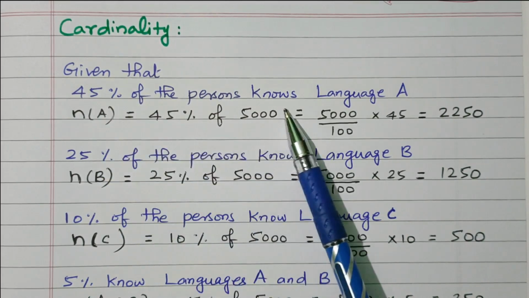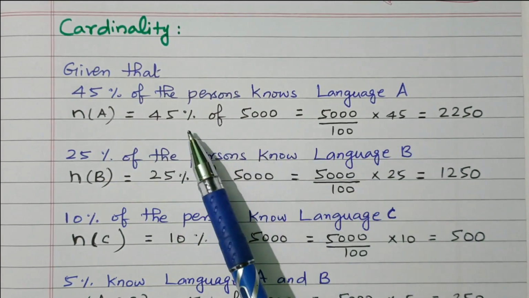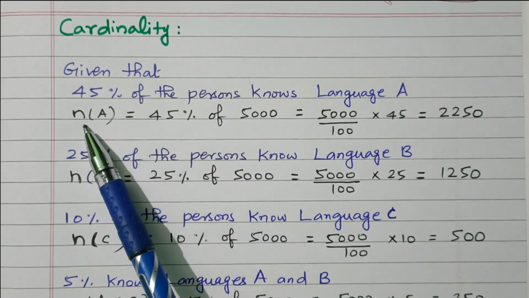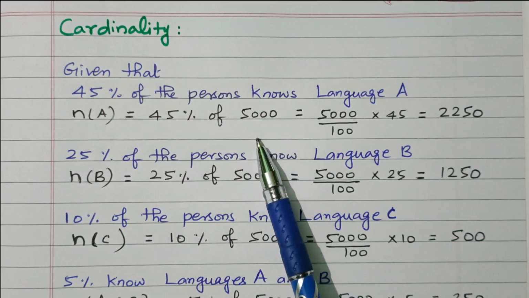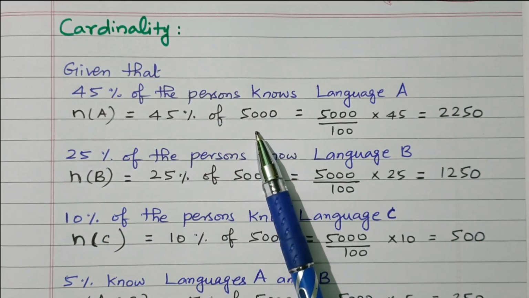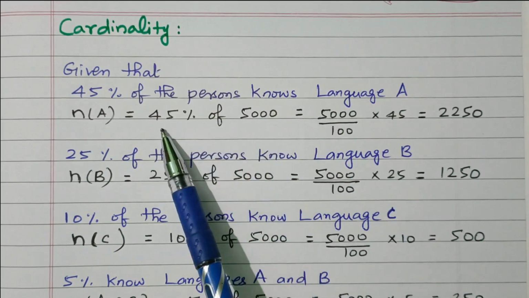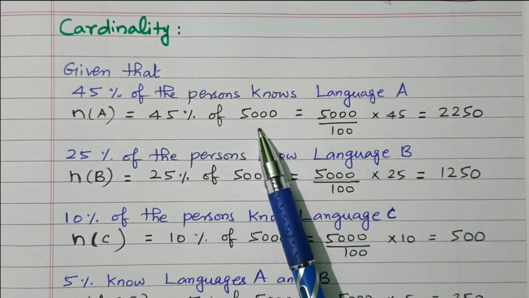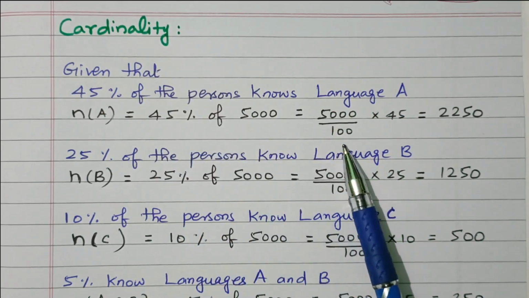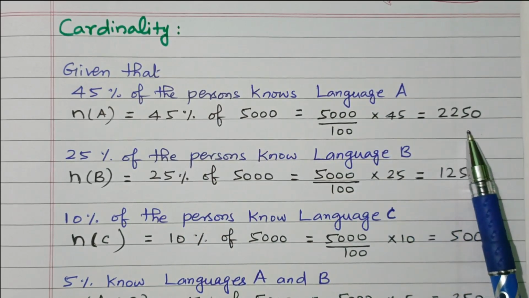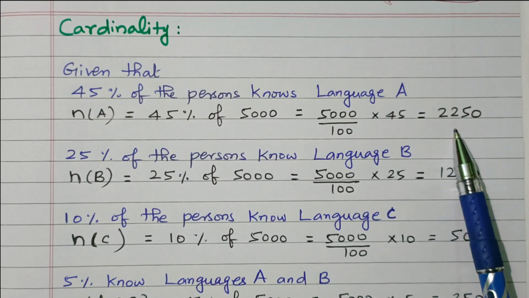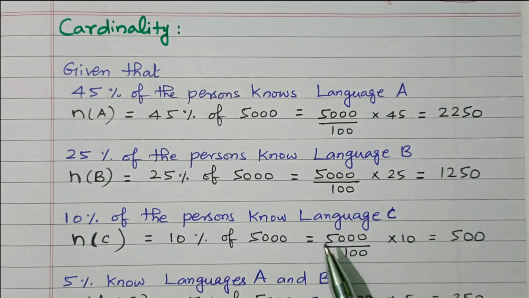45% of persons knows language A. So 45% means n of A. We will take n of A equal to 45% of 5,000. 5,000 is the total population of the village. So language A 45% means 45% of 5,000. That is 5,000 divided by 100 into 45. So we will got 2,250. So 2,250 persons knows the language A.